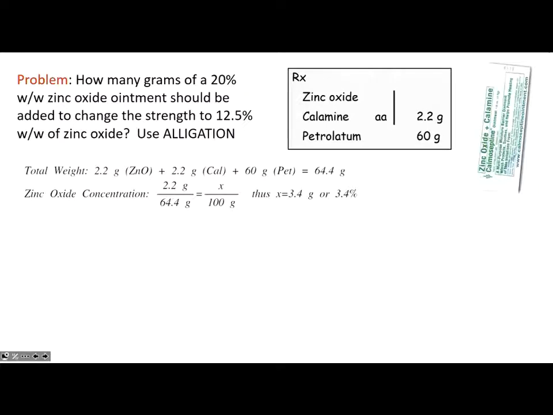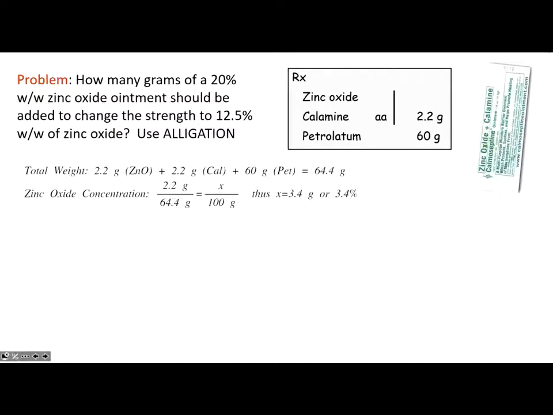And we said the total weight is going to be the 2.2 grams of zinc oxide, plus the 2.2 grams of the calamine, plus the 60 grams of the petrolatum. Just add those things together. Would you agree? 2.2 plus 2.2 plus 60 is 64.4. So when we mix all that together next semester, the total weight of that ointment would be 64.4 grams.